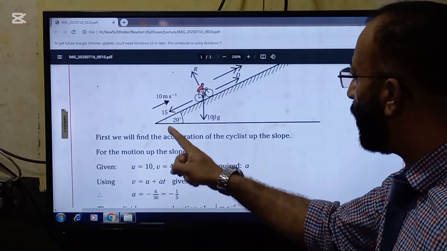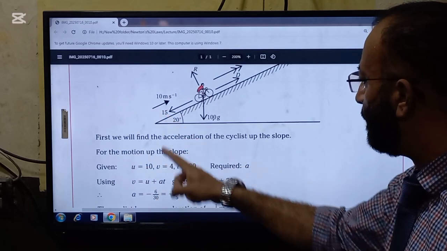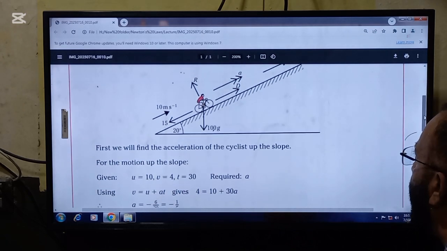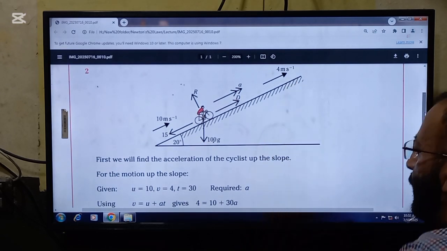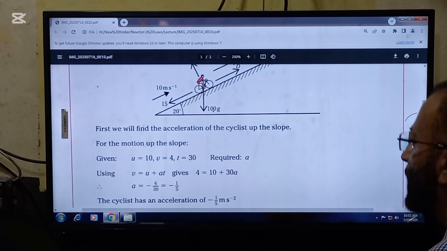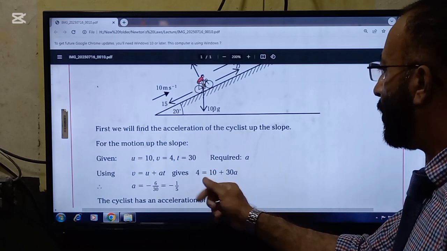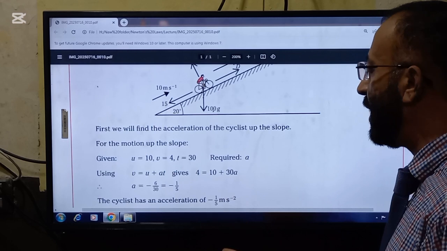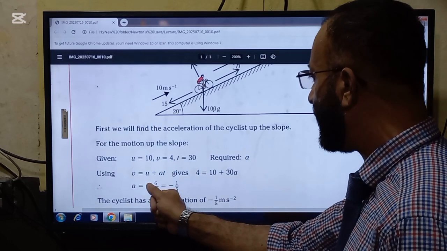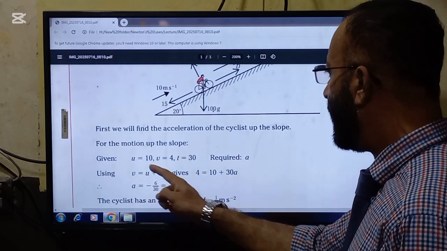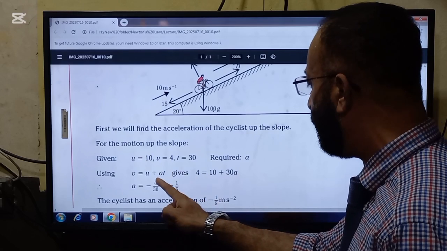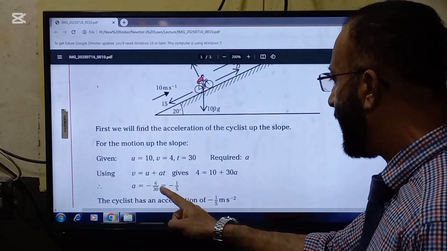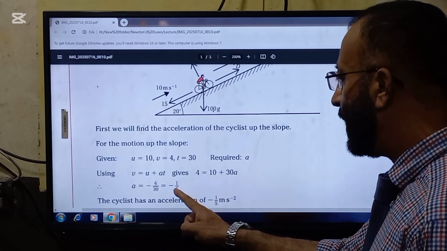Look now, the initial velocity is given 10 meter per second. Final velocity is given 4 meter per second, that is here. Time given is 30 seconds. So first we will use the first equation of motion, that is V is equal to U plus AT. Now putting these values into the formula, A will be equal to this one. Solve it on the calculator, you will get the answer.